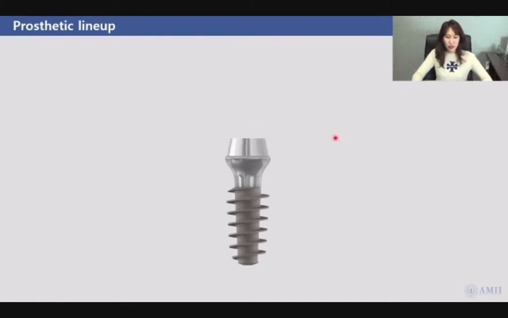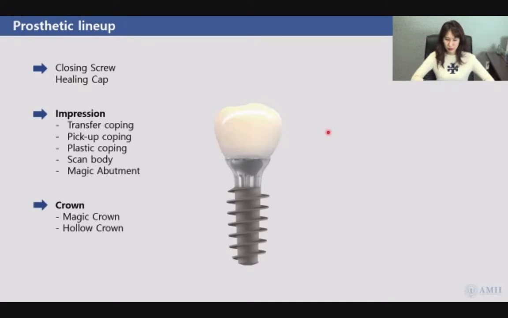So let me tell you the characteristics. Before that, I just want to introduce other things. So after closing screw and the healing cap, và sau khi nói về cái phần closing screw và healing cap này, we can use the impression coping such as this. Thì chúng ta có thể lấy dấu bằng lấy dấu coping. And then finally we're going to put the crown on it. Sau đó thì chúng ta sẽ làm phục hình. So first off, I want to talk about the closing screw and the healing cap. Trước hết thì tôi sẽ nói kỹ hơn về cái phần closing screw và healing cap trước.